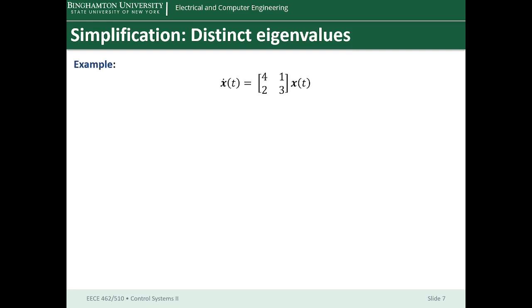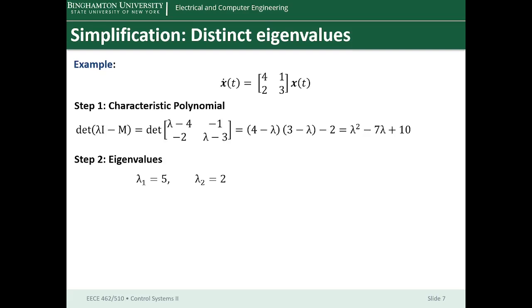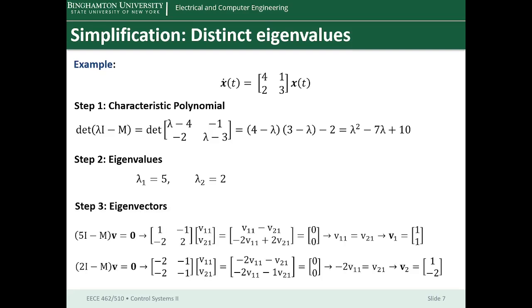Okay, let's do an example together. Assume we have a simple ordinary differential equation represented in matrix form. We start by defining the characteristic polynomial, which comes from the determinant of lambda times I minus M. When we solve this determinant, we find that it has two distinct roots, lambda 1 equals 5 and lambda 2 equals 2. For each eigenvalue, there is an associated eigenvector, and we can easily derive the eigenvectors.